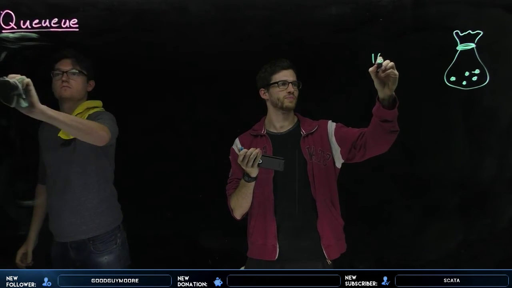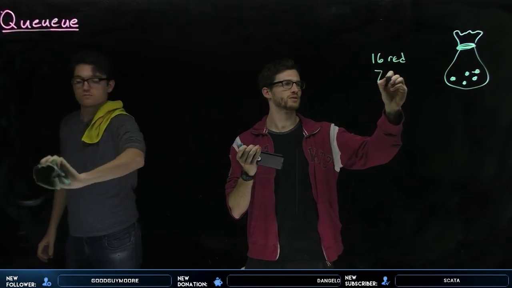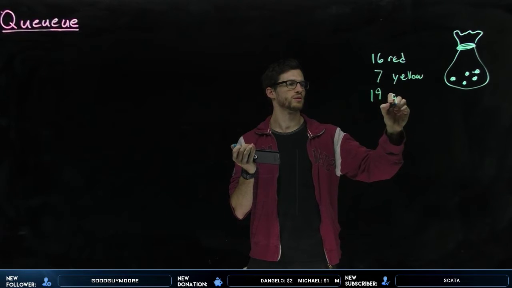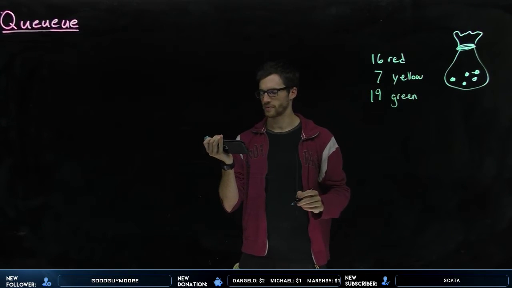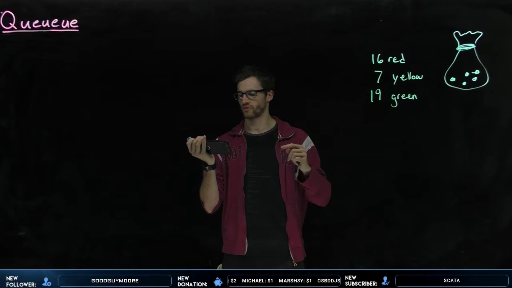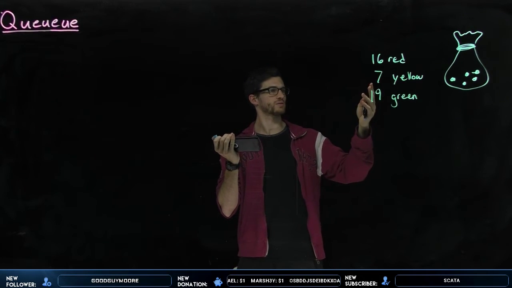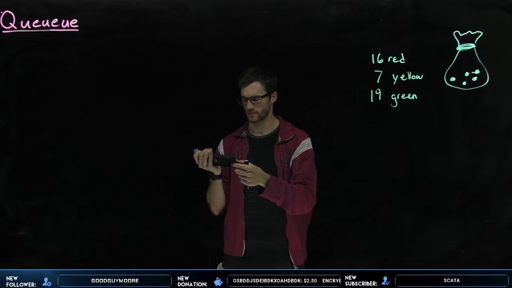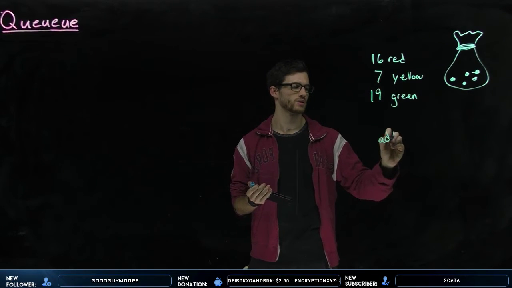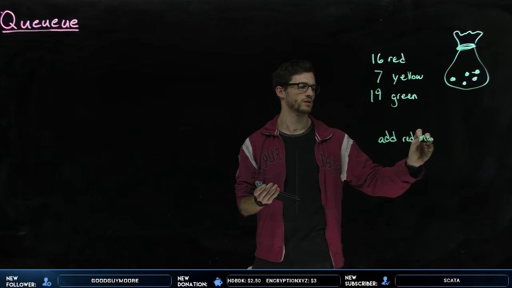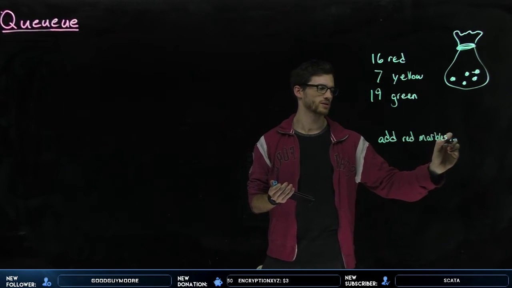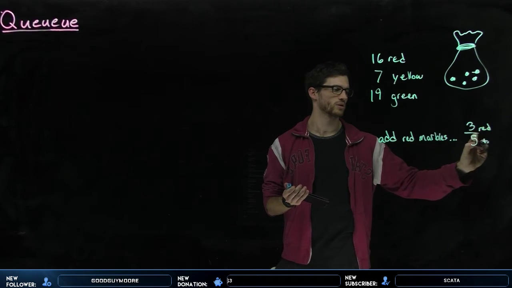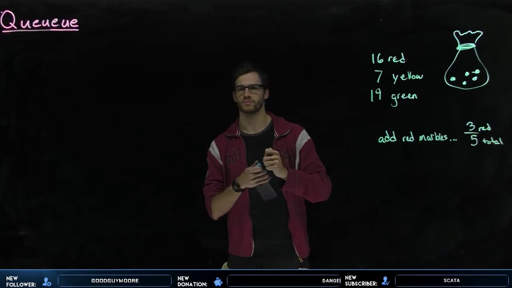So we have 16 red. We have 7 yellow. We have 19 green. How many additional red marbles must be added to the 42 marbles already in the bag? Does this add up to 42? Yes, it does. So that the probability of randomly drawing a red marble is 3/5. Okay, so add red marbles. We have 3/5 red to total. That's what we want, okay?